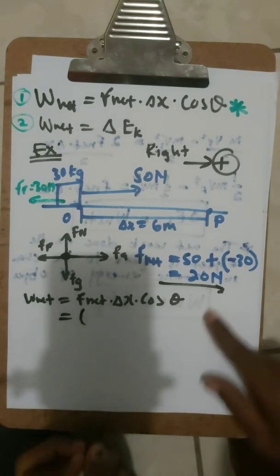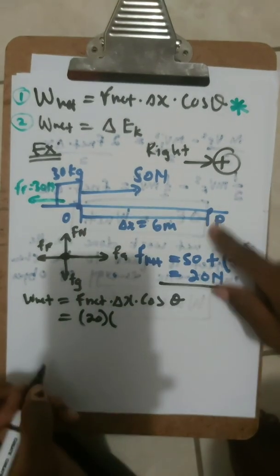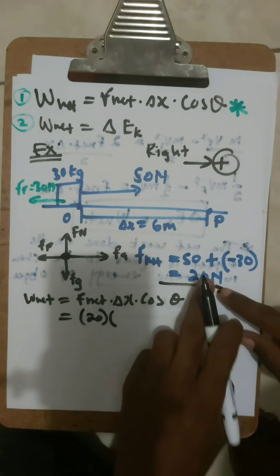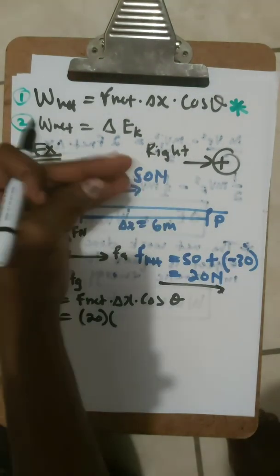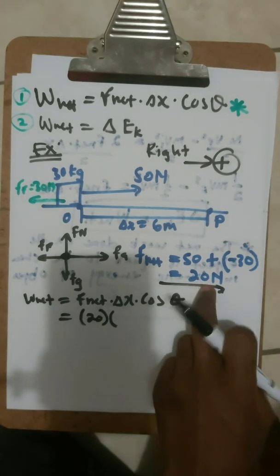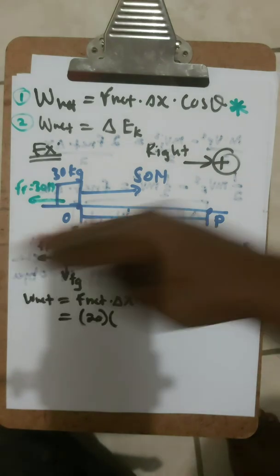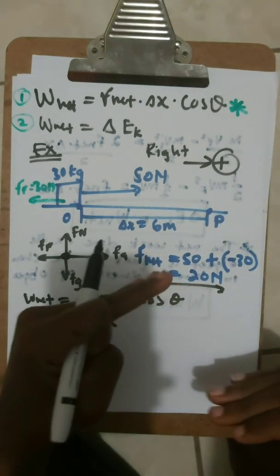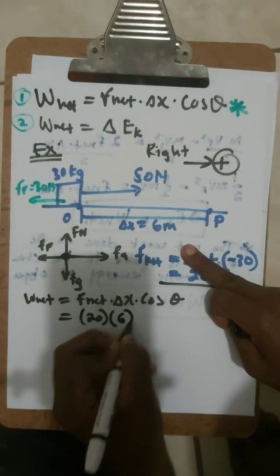Now let's substitute. We got our F net as 20. Our displacement here, how can I check that F net is positive? If F net is positive, it means the object is going to the right. Now the F net is going in the same direction as the displacement. So our displacement here is 60.